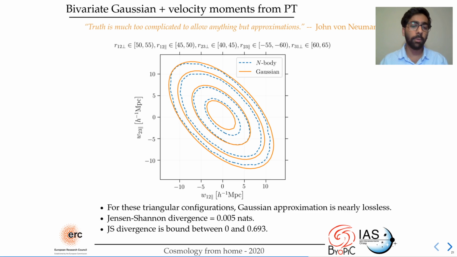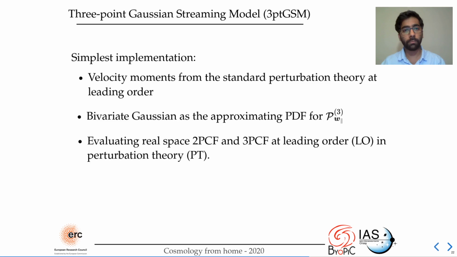We measured the Jensen-Shannon divergence statistic, and found that the information loss comes out to be about 0.005 natural units. Just to give you an idea, the Jensen-Shannon divergence is bounded between 0 and 0.693, implying that the information loss from using a Gaussian approximation is quite low.